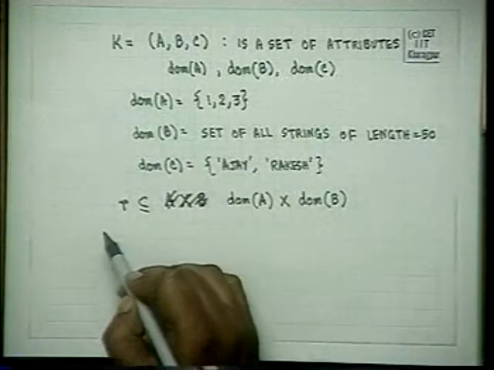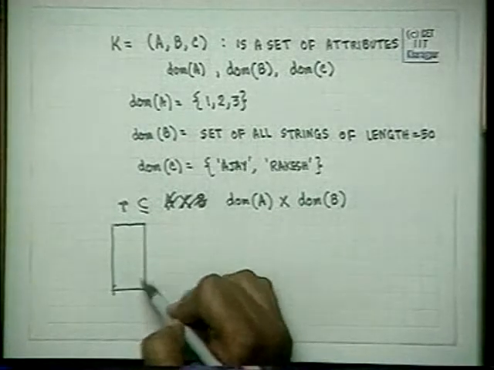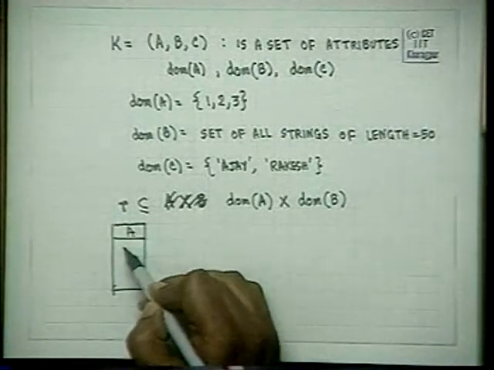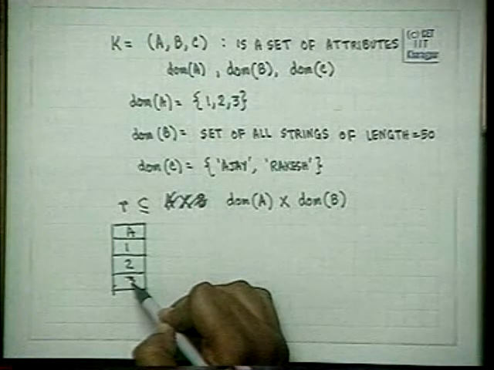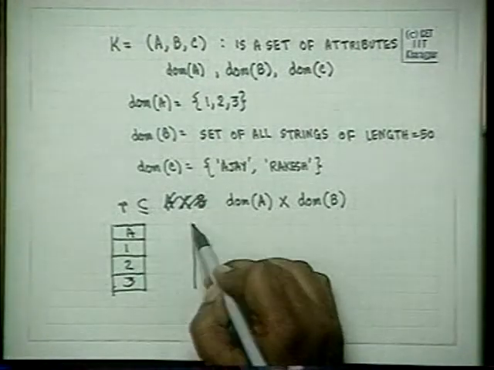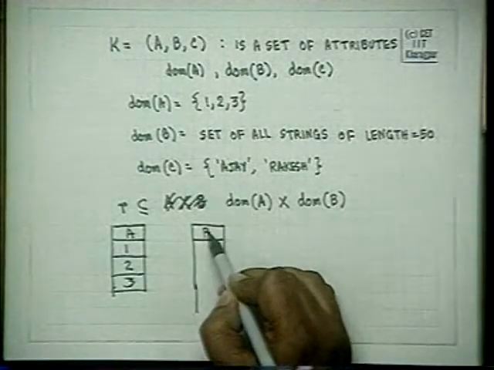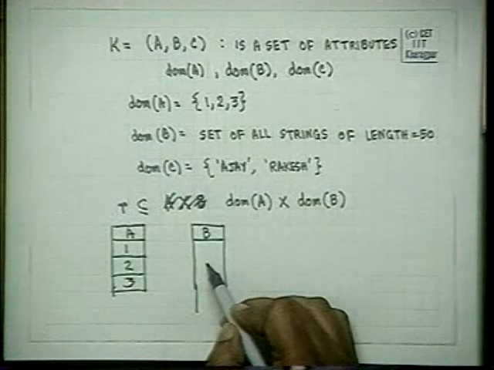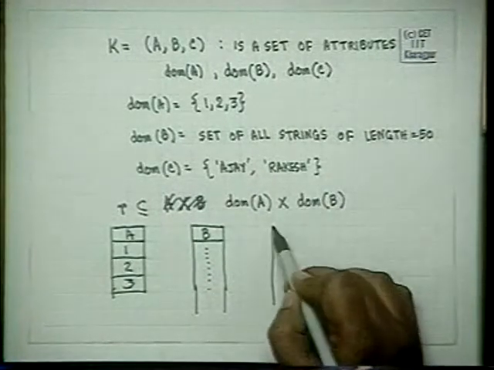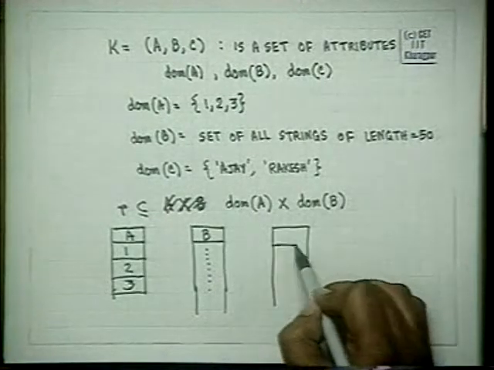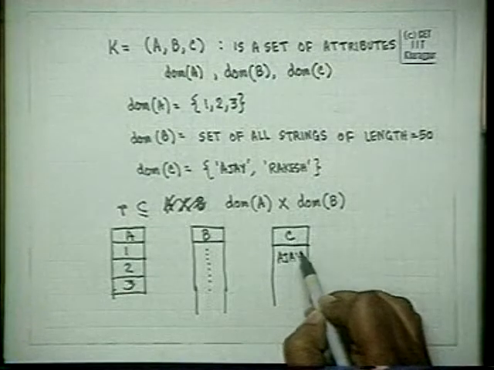The domain of A can be written out as a table. The domain of B can be written out as another table, but this will be a huge table, a table of large size. And the domain of C will be a smaller table having only two elements.